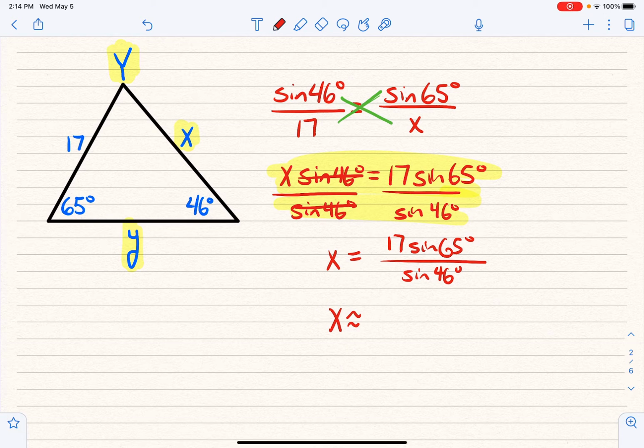I get that x is about 21.4185, so on, so on, so on. So I'm going to say x is about 21.4.